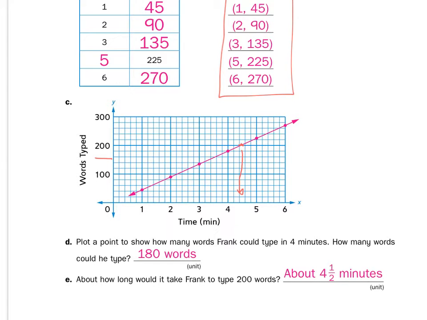Now that you're finished with lesson 7-11, you need to go ahead and complete Math Boxes, page 268, and then head out into the crate for Home Link 7-11, which does exactly what we just did, working with the rules, the tables, and the graphs.